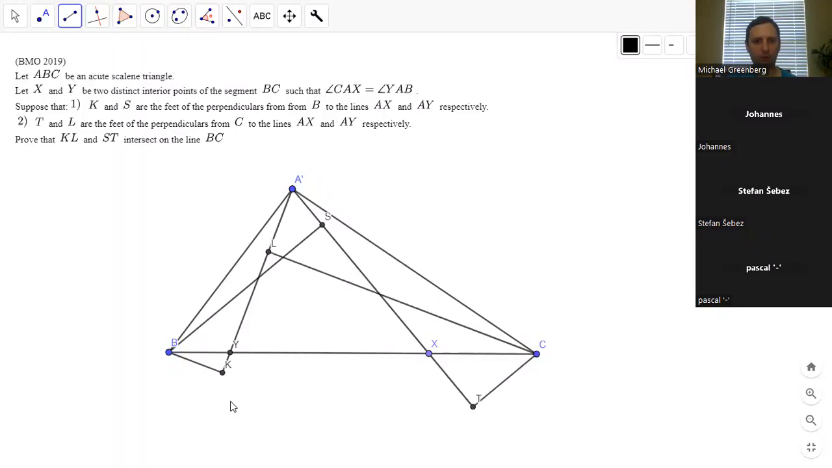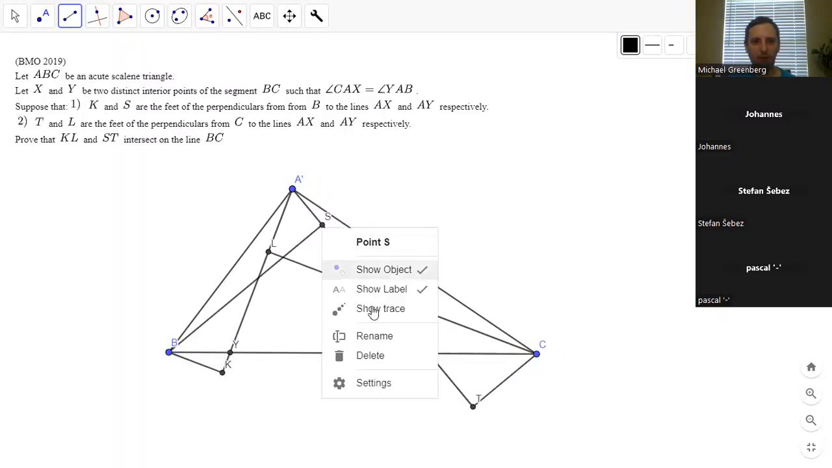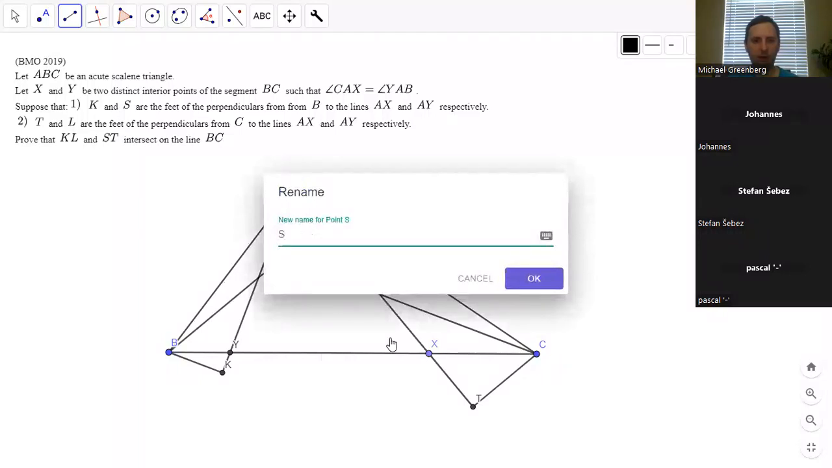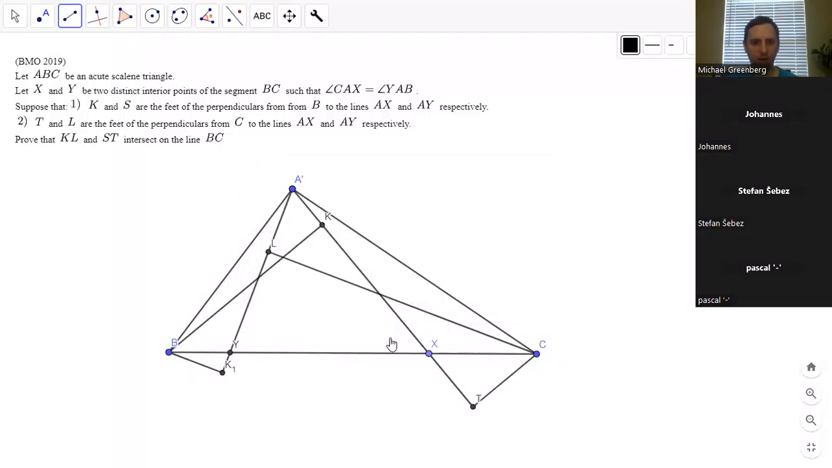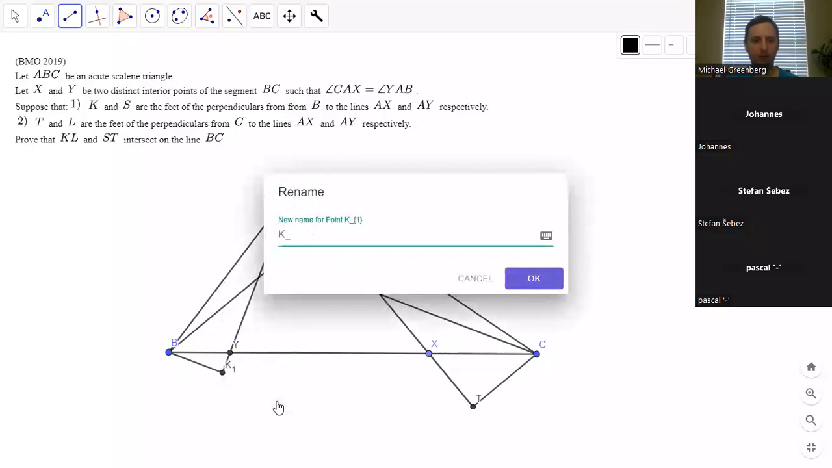Okay, so we want to show KL. Maybe I didn't label these right. Yeah, so let me see. K and S. Maybe I switched two of them. So this should be K and K. This should be S. Yeah, that looks better. Okay.